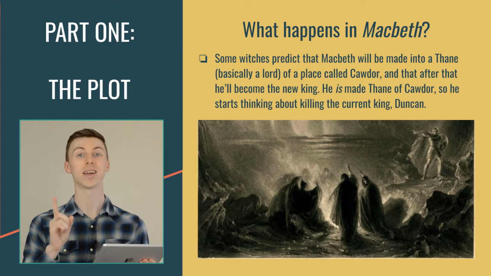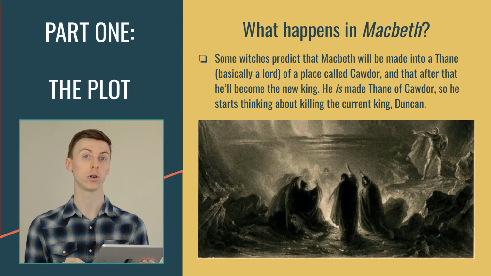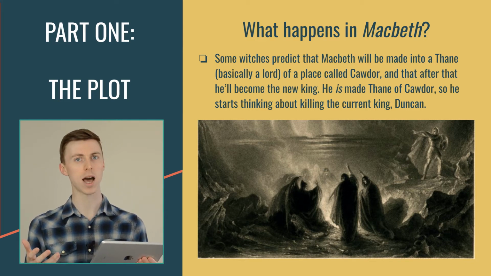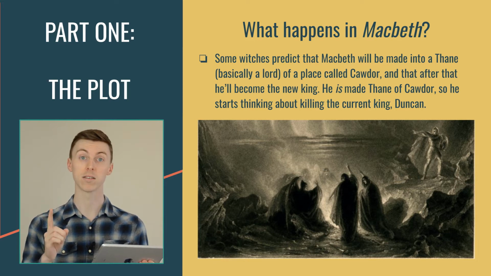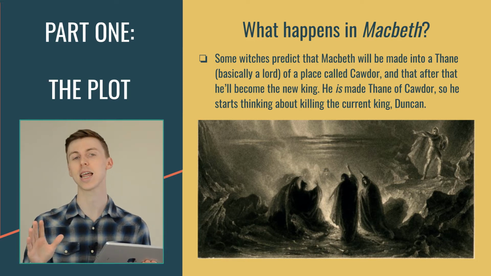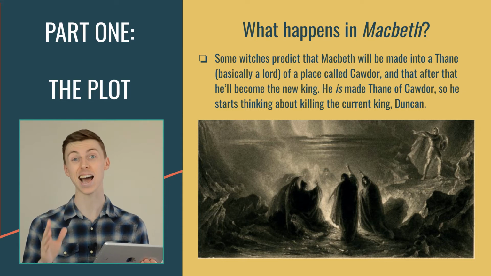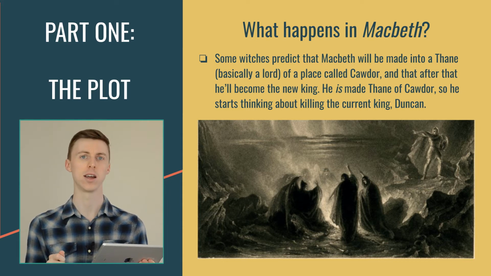And they also tell him that after he becomes the thane of Cawdor, he's then going to go on to become the king. Very spooky for Macbeth, who is actually a servant of the current king, a guy called King Duncan. He initially is a bit spooked out by these witches, doesn't believe them really, but he then learns mere moments later that in fact King Duncan has just made him the thane of Cawdor.